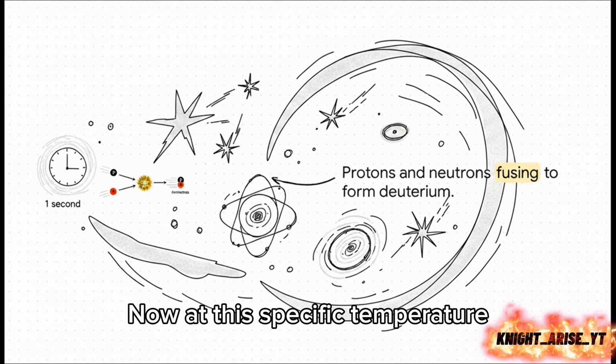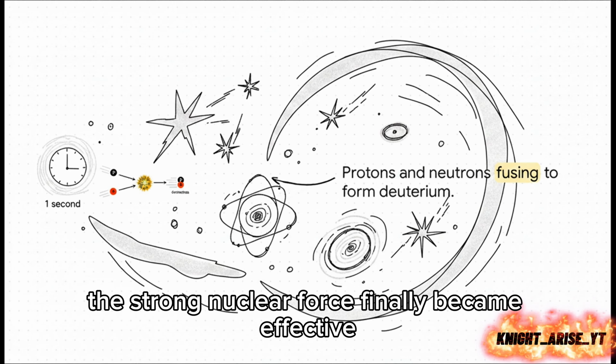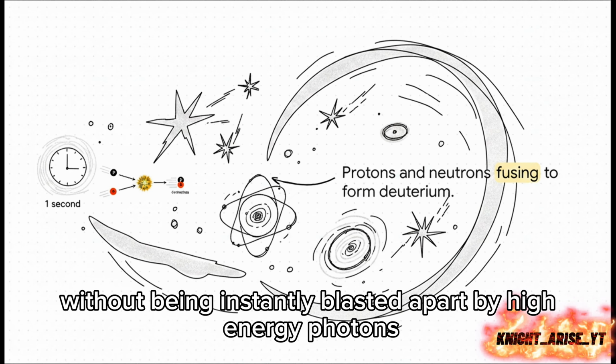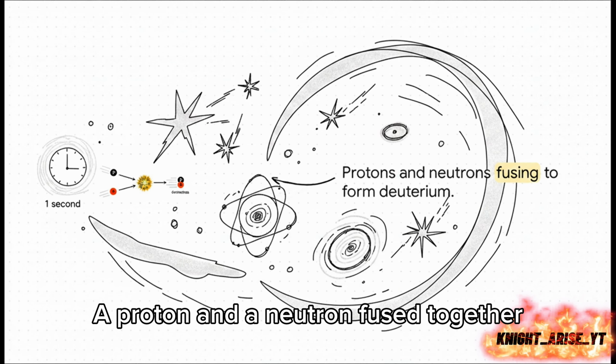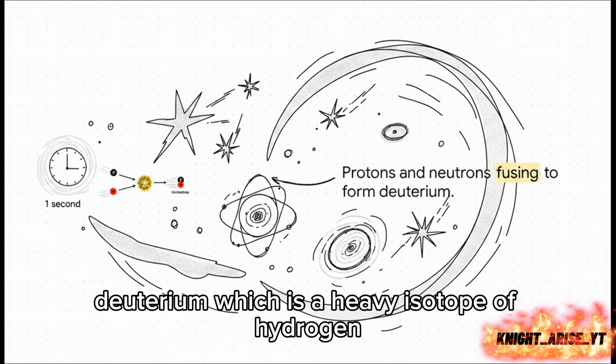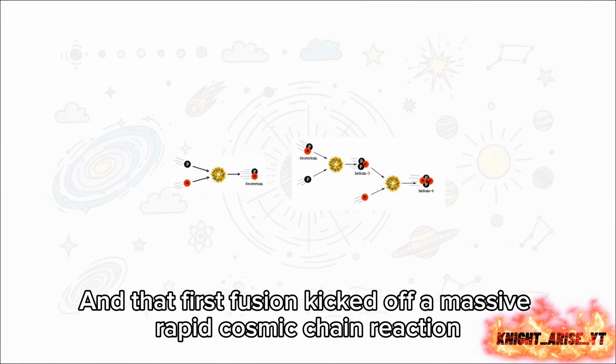Now, at this specific temperature, the strong nuclear force finally became effective enough to allow protons and neutrons to actually stick together without being instantly blasted apart by high-energy photons. A proton and a neutron fused together, creating the universe's very first atomic nucleus, deuterium, which is a heavy isotope of hydrogen. And that first fusion kicked off a massive, rapid cosmic chain reaction.